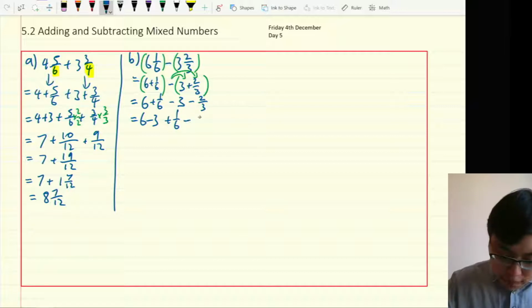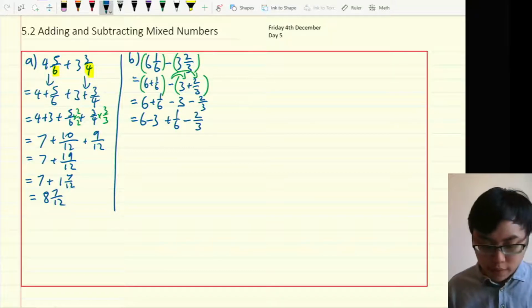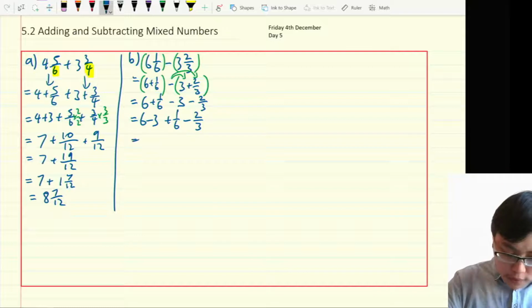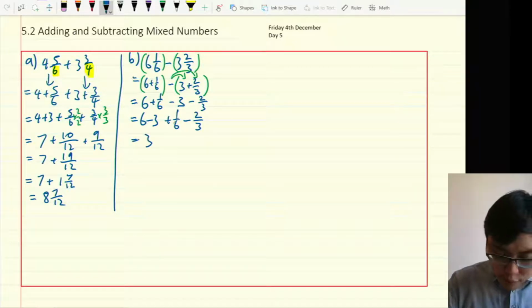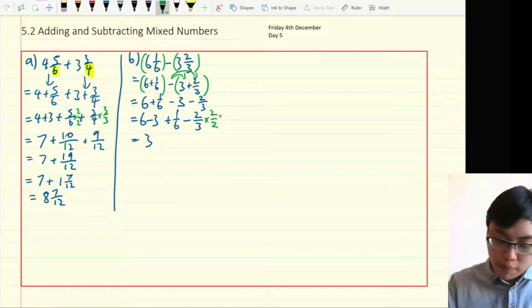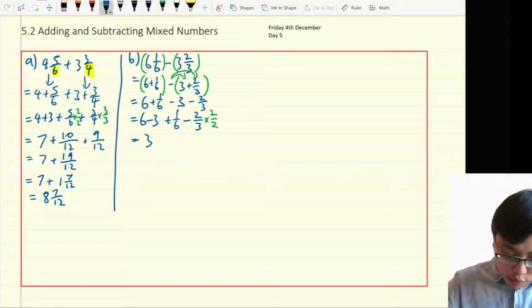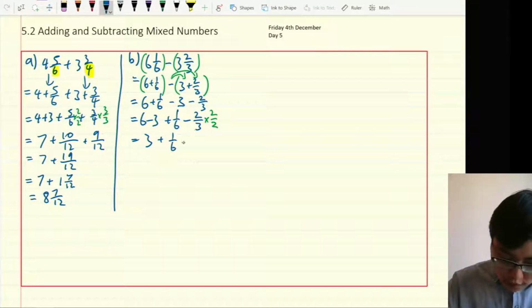And then minus 2 over 3 over here. And so 6 over 3 is the same as 3. Then I have 1 over 6 minus 2 over 3. I need to change the bottom to become 6, so I'm going to multiply top and bottom by 2. So now this will be plus 1 over 6 minus 4 over 6.